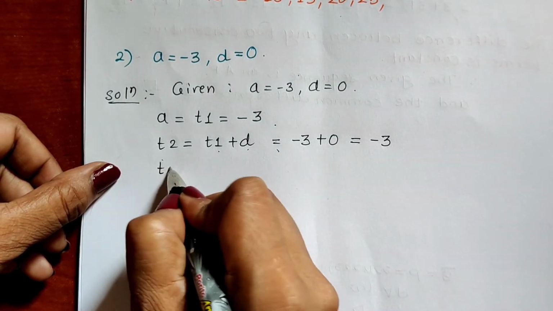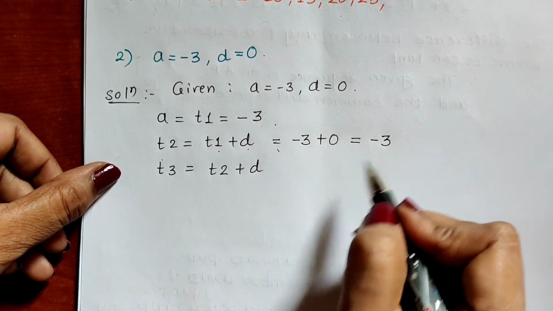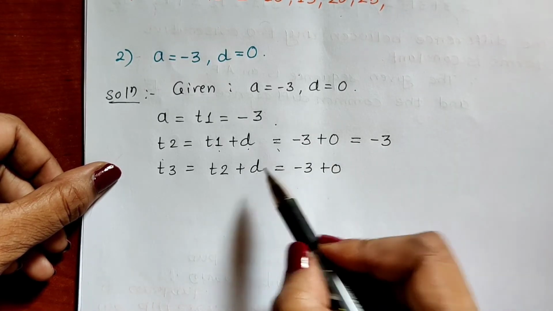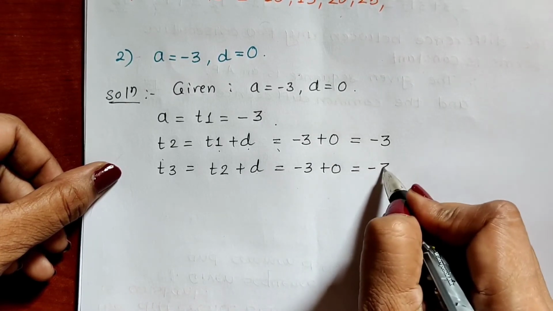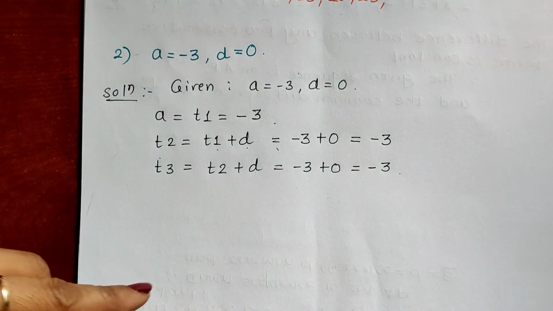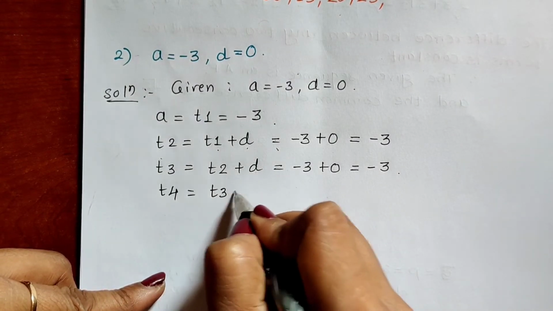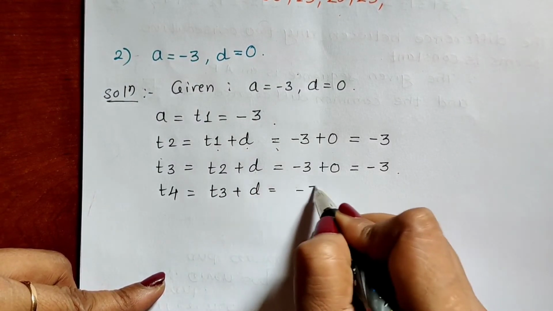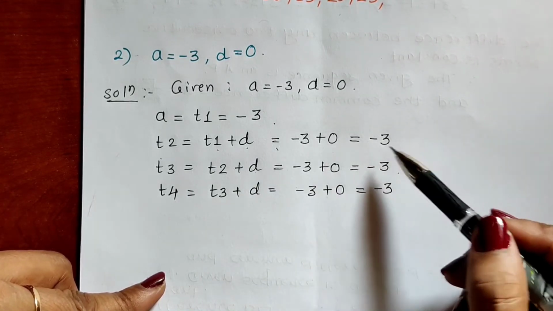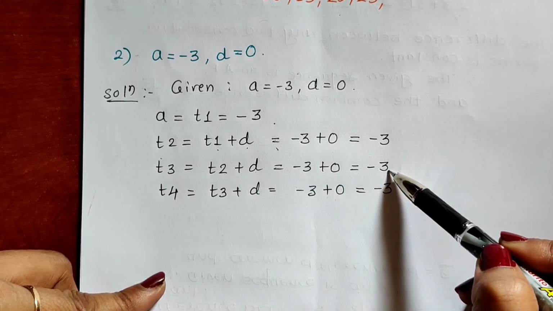How to find T3, the third term? The third term will be T2 plus D. T2 we have got minus 3. Again we should add 0 because D is 0. So minus 3 plus 0 will be minus 3 again. T4 is T3 plus D. Again minus 3 plus 0. So every time we are getting minus 3, minus 3. And the common difference is 0. We have been given it.